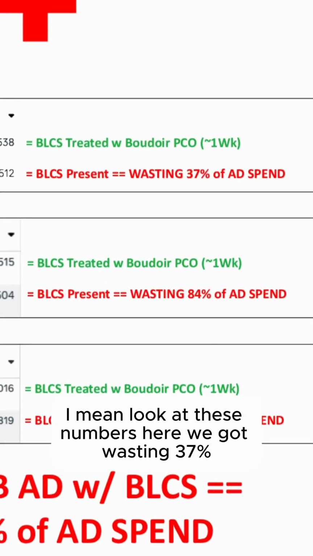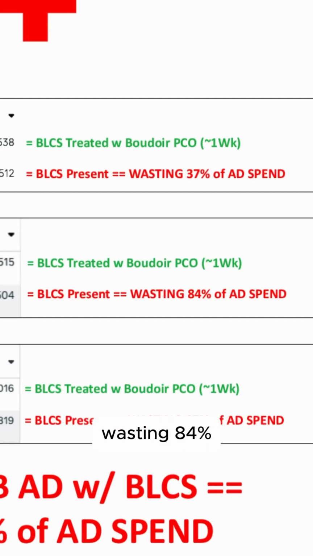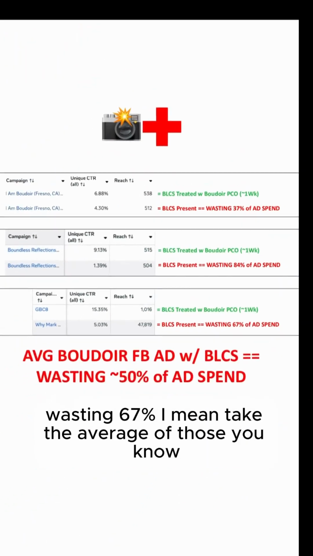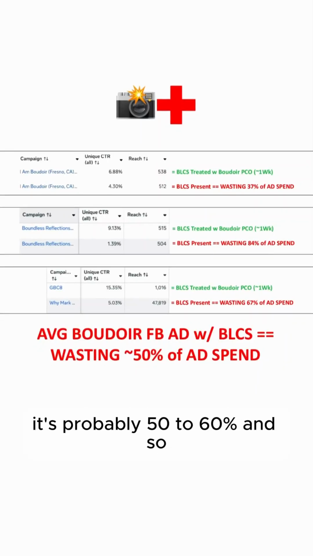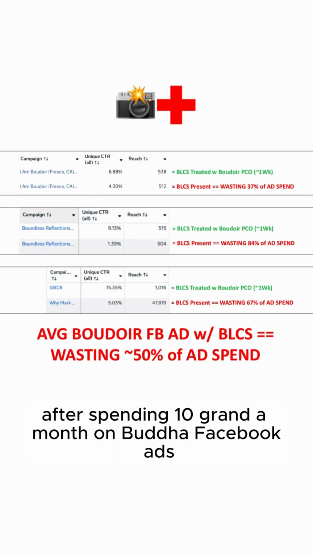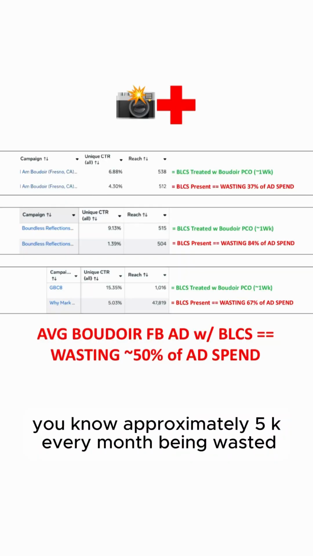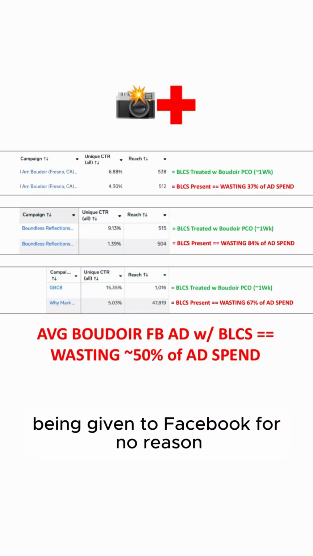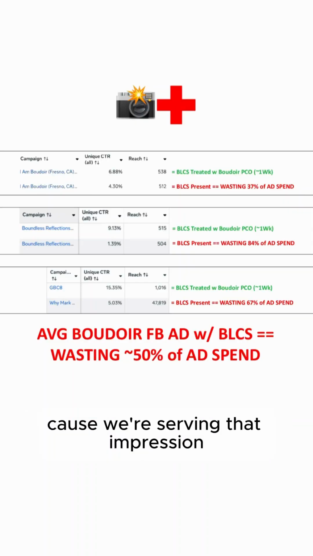We got wasting 37%, wasting 84%, wasting 67%. I mean, take the average of those. It's probably 50 to 60%. And so if they're spending 10 grand a month on Boudoir Facebook ads, on average, approximately 5K every month is being wasted, being given to Facebook for no reason, because we're serving that impression.